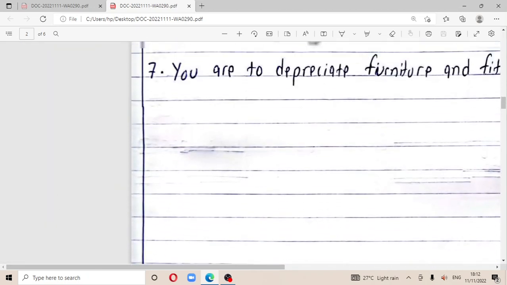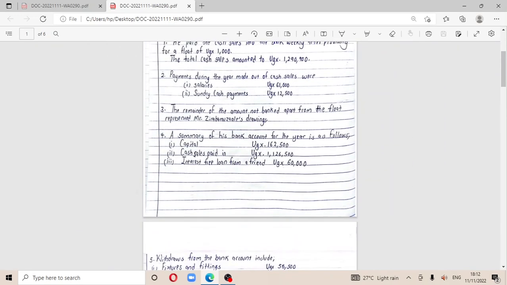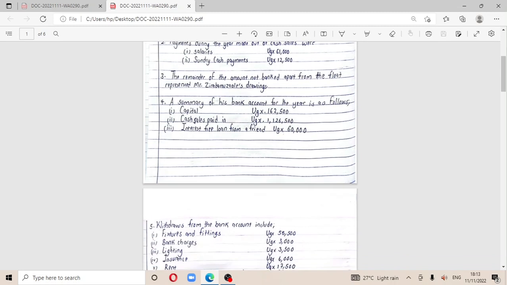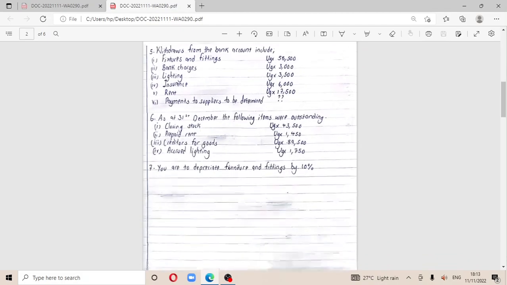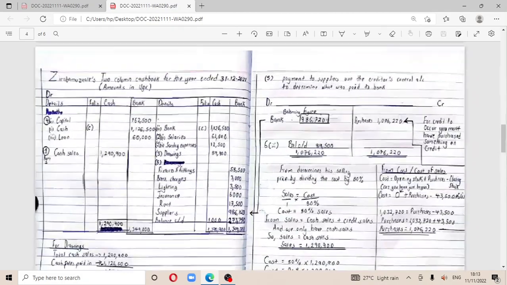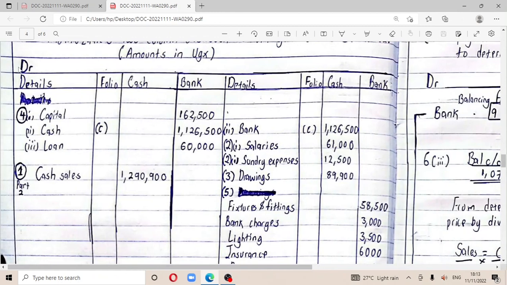So let me take you back. I've started with the cash book, and it's note number 4 which talks about a summary of his bank account for the year. So we are having capital of 162,500. So you come and drop it there. You're having the capital, and then you're having the cash, still note number 4. And what do they say about the cash?